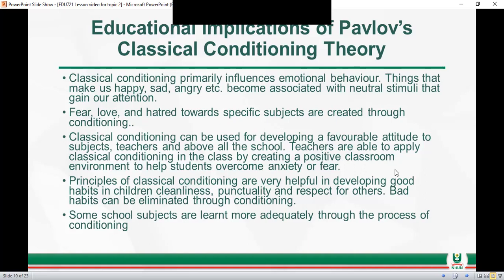Classical conditioning primarily influences emotional behavior. What it is saying is that things that make us happy, sad, angry, or that cause us fear, become associated with neutral stimuli that gain our attention. For example, if a teacher beats a child excessively, then that child will begin to fear that teacher. Even the mention of the teacher's name can evoke fear in the child.